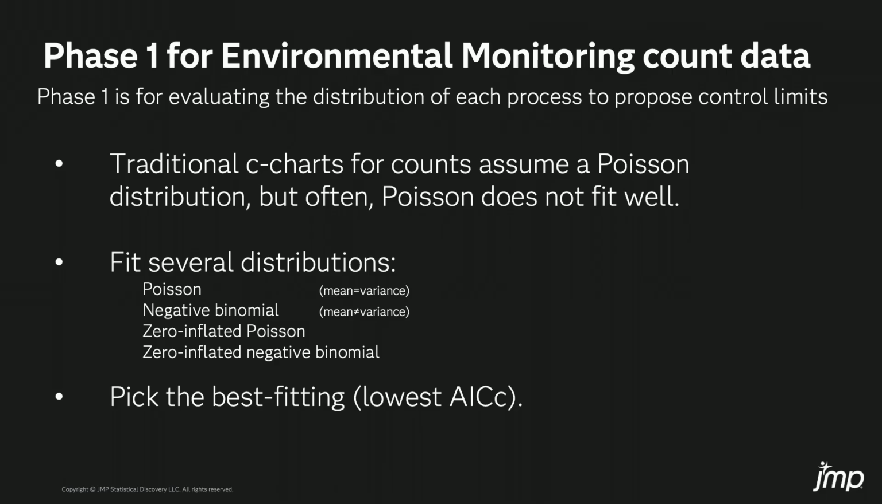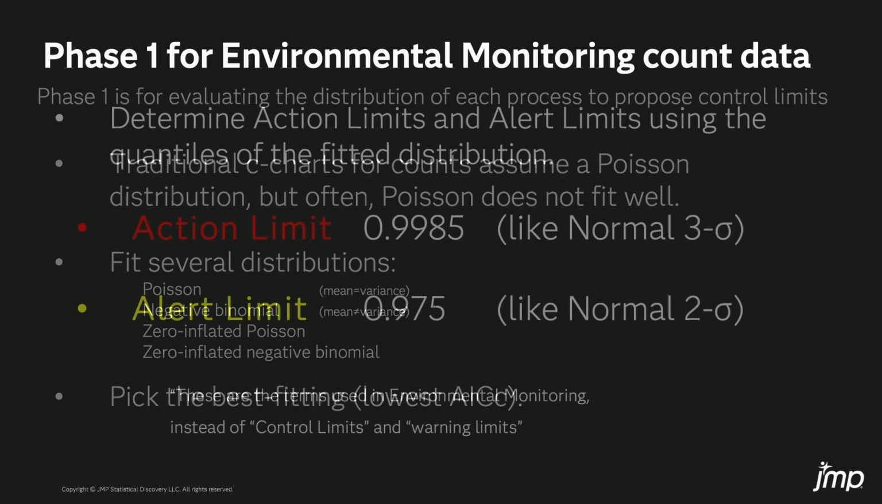Now, traditional C-charts for counts assume a Poisson distribution, but often Poisson does not fit well, and so we fit several distributions. Poisson, where the mean is equal to the variance, negative binomial, where the mean doesn't have to equal the variance, the zero-inflated Poisson, and the zero-inflated negative binomial. And it picks the best fitting, the one with the lowest AICc.